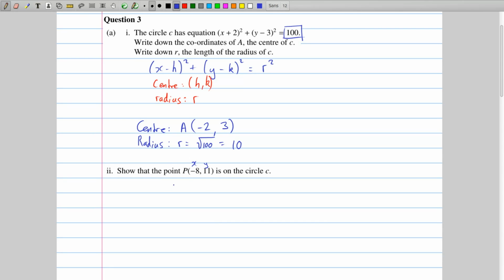But back to the circle, we substitute those in, so we end up with (minus 8 plus 2) squared. Instead of y, we're putting in 11. The minus 3 and the square are already there. This turns out to be minus 6, which gets squared. Then 8 gets squared. That's 36 plus 64, which is 100. And that's what we're looking for. Any time you put in coordinates and you end up with 100, that means it's on this circle C.